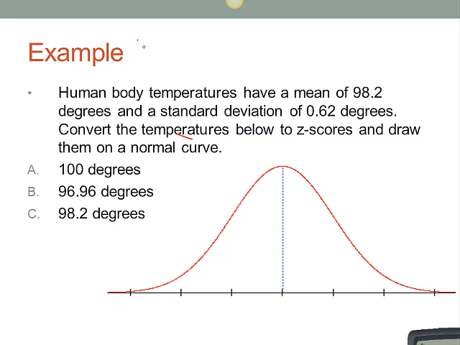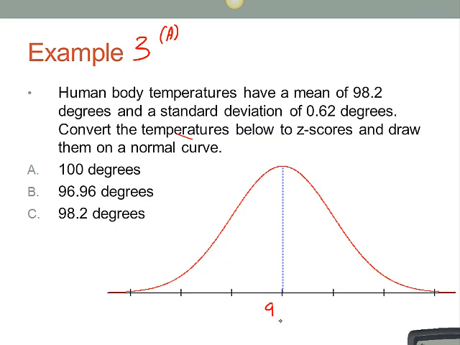Okay, example 3. Not sure why all my numbers got left out. Human body temperatures have a mean of 98.2 degrees and a standard deviation of 0.62. Convert the temperatures below to z-scores and draw them on the normal curve. Okay, so let's look at this first one. So let's go ahead and first write down my values here.